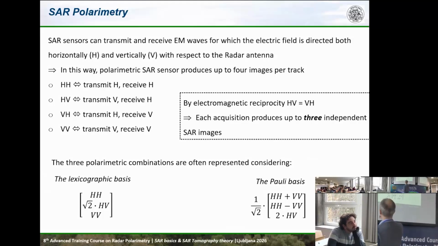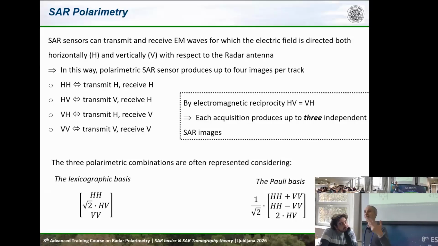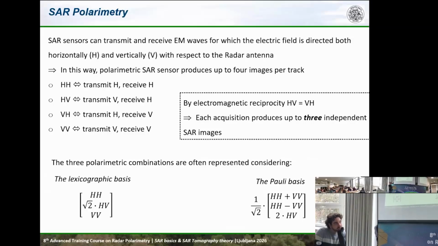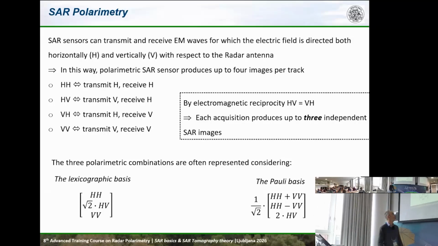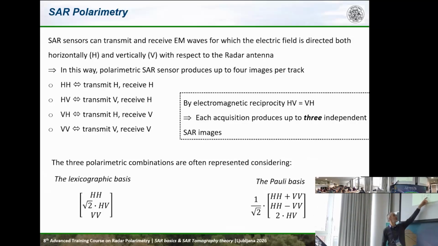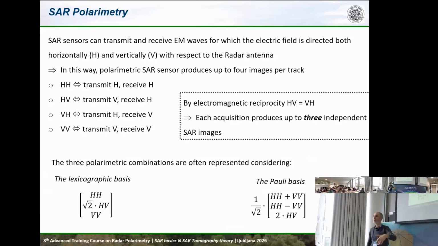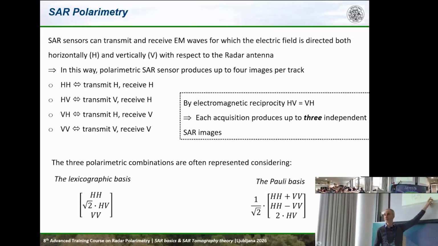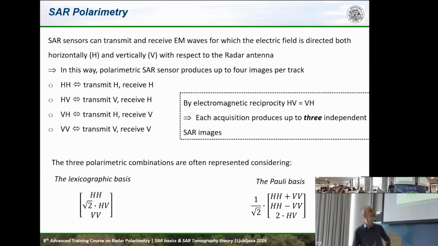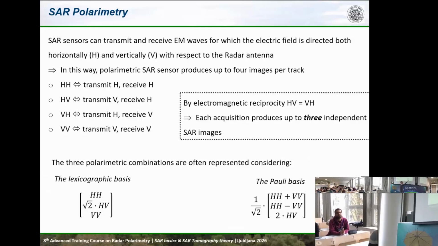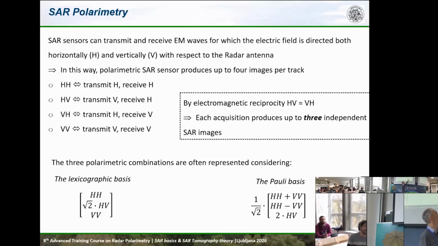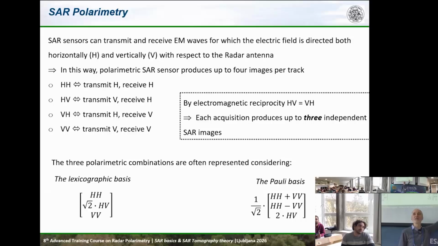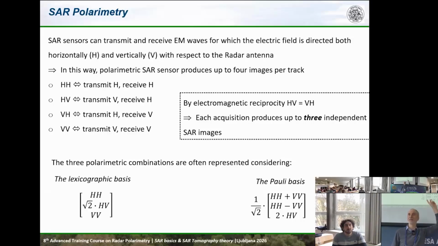So it means that a polarimetric SAR image produces 3 images. And those 3 images can be represented in different ways. The lexicographic basis considers HH, HV, and VV. So if you want to show a polarimetric image in lexicographic basis, this would be red, green, blue. Or the widely used Pauli basis. In this case, the first channel is HH plus VV. This was the red channel in the previous picture.